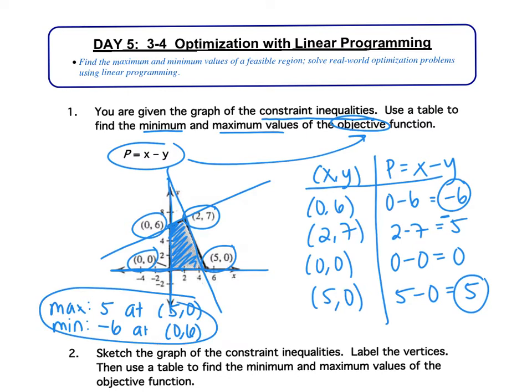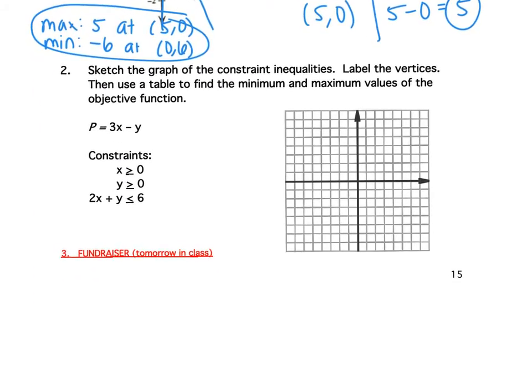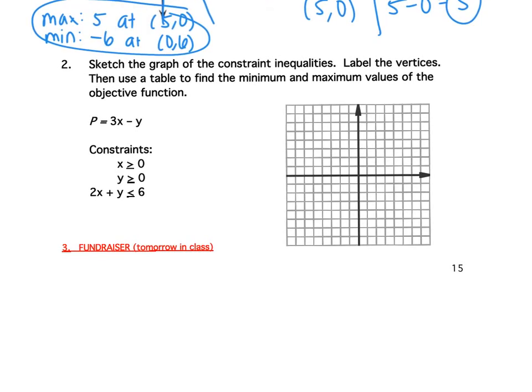Okay, so for the next type of problem, you're not going to be given this graph, you're going to have to come up with the graph. So if we look at example 2, it says, sketch the graph of the constraint inequalities. Label the vertices, then use a table to find the minimum and maximum values of the objective function.